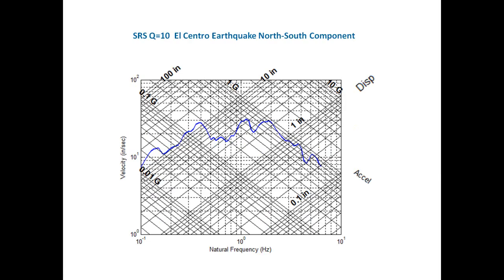So if we take a tripartite SRS, Q is equal to 10 for that El Centro earthquake. This is the north-south component. We have velocity in inches per second and natural frequency in hertz. And this is getting up to about 30 inches per second. Now, according to Mil-Std-810E, that's no problem to be at 30 inches per second.